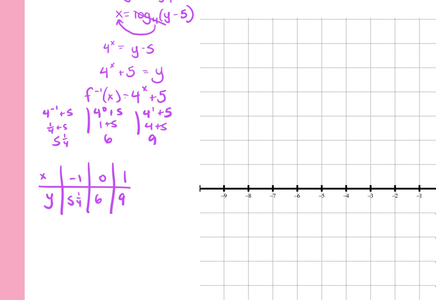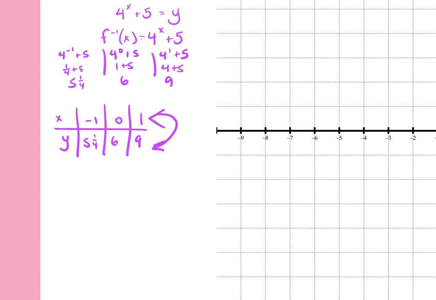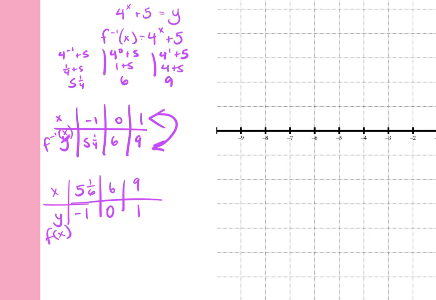Now those are the points of my inverse. So to graph the log, I have to switch them. These get switched. So the 5 1/4, the 6 and the 9 become the x's. The negative 1, 0, and 1 become the y's. So this was really f negative 1 of x, and I want this to be f of x.